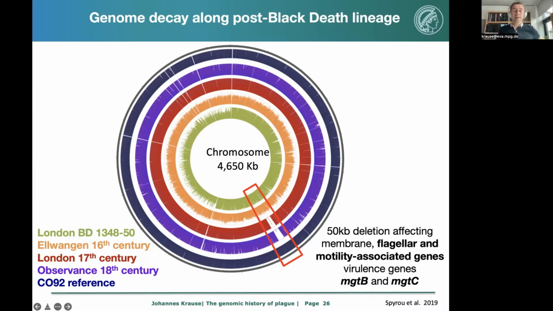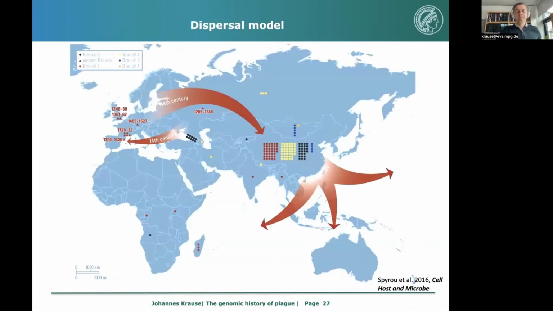Syphilis, for example, was a lethal pandemic in the 15th and 16th century. And then it became more of a chronic infection, which is still very nasty, but it didn't kill as many people as it did in the 16th century. So we could reconstruct that model for the time period, the post-Black Death.